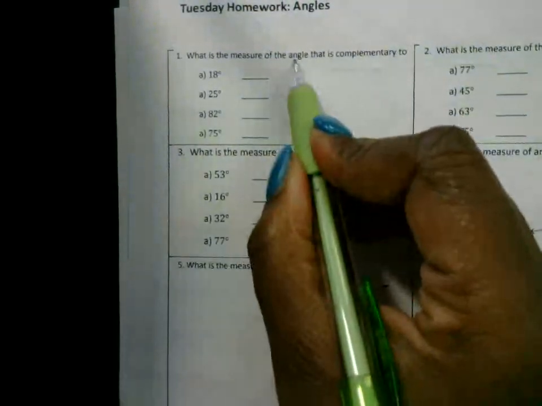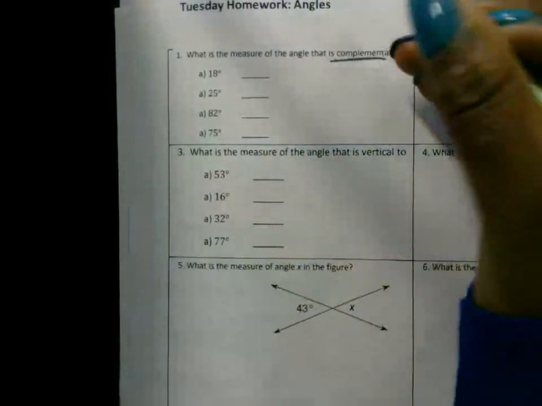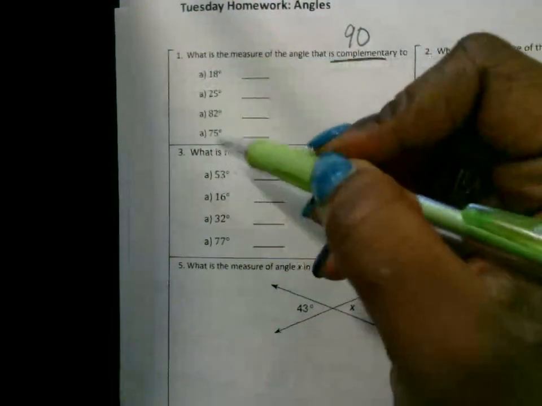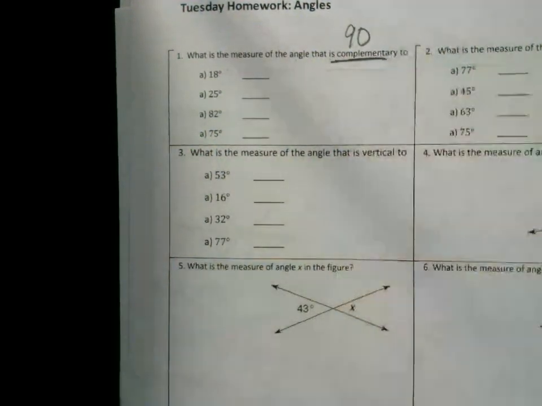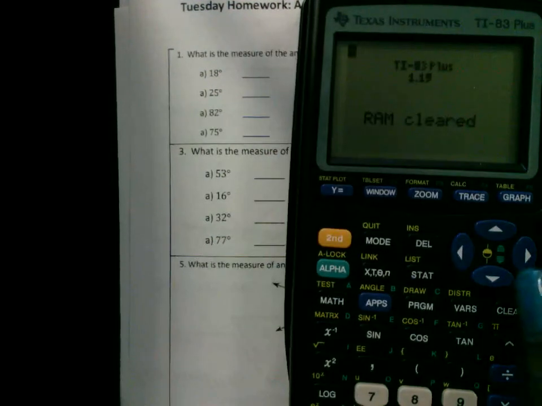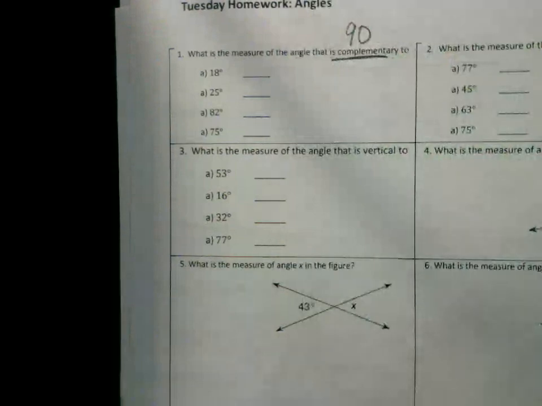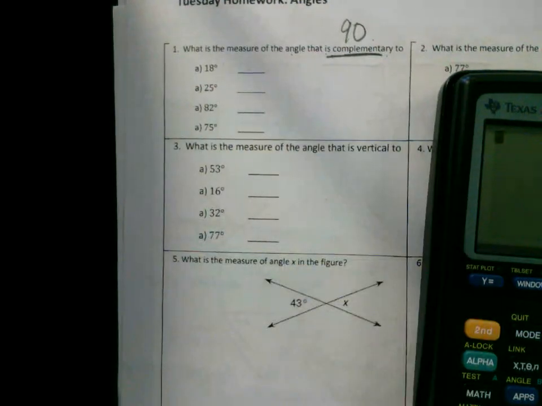What is the measure of the angle that is complementary to? What does complementary mean? Add up to what degrees? 90. So we need to find the complementary angles of these. What angle could I add to 18 to make it equal to 90 degrees? What can I type in to figure that out? How can we figure out the complementary angle here? Come on, y'all. Please think.